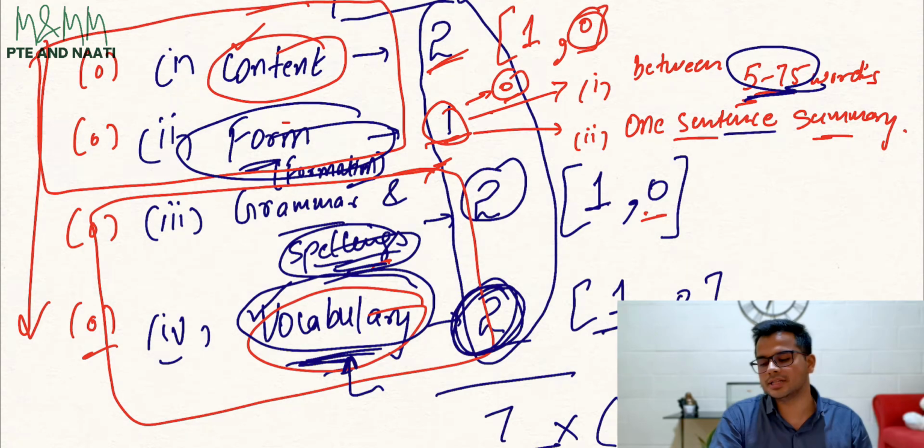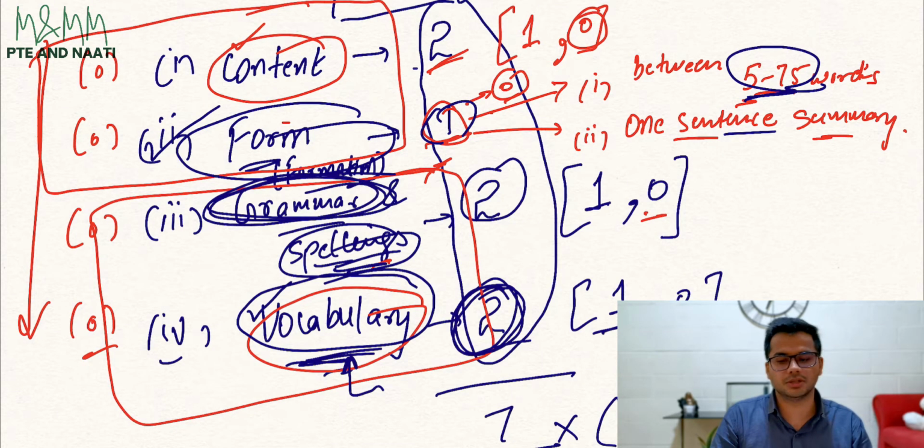Form. Now this is again in your hands. You know the word limit, it's 5 to 75. You know there has to be only one full stop at the end. If you can manage these two things, you can easily end up getting a perfect 1 mark.